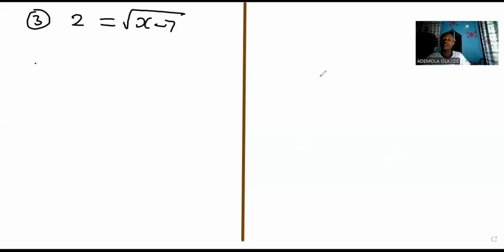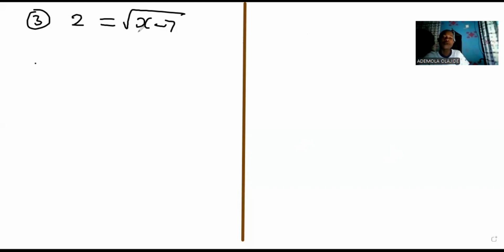Like I was saying, anytime you want to remove roots, this one is square root. It's called square root. You know what to do. When you remove square root to the other side, it becomes what? If you square with square. It becomes square. Very good. So bear that in mind first.